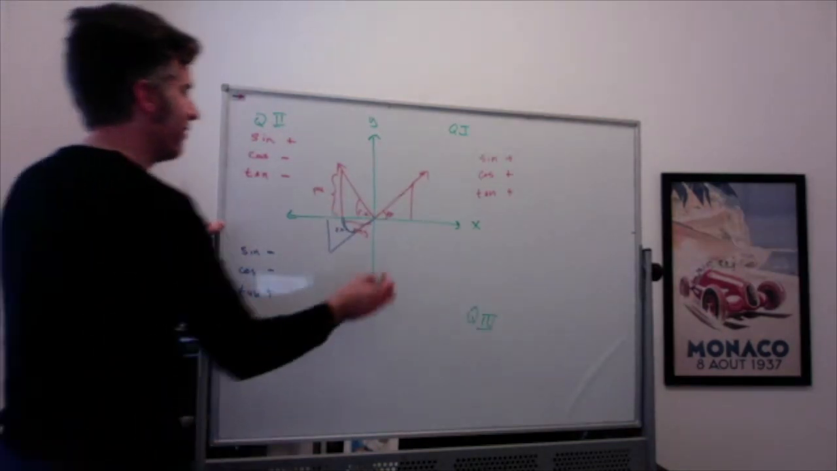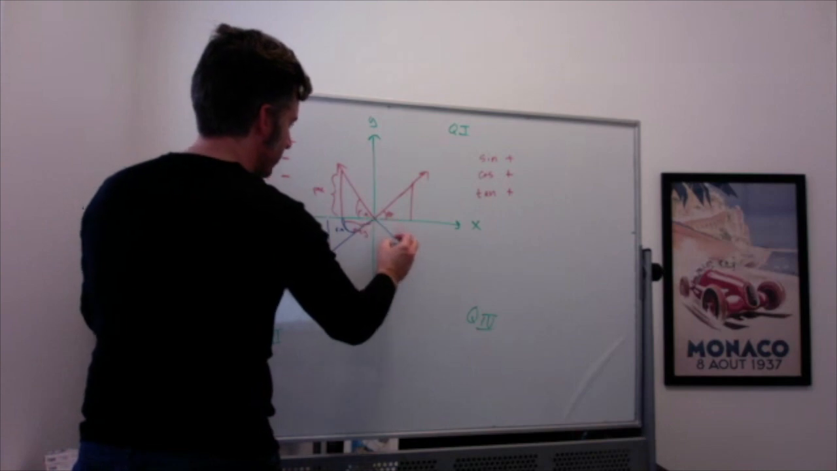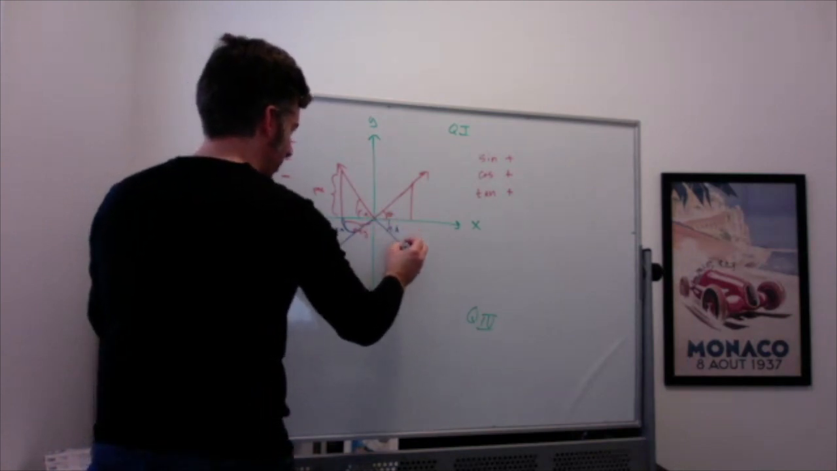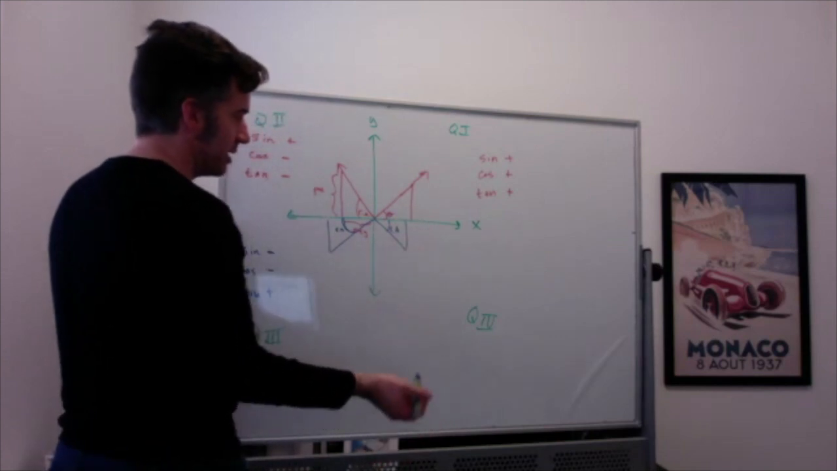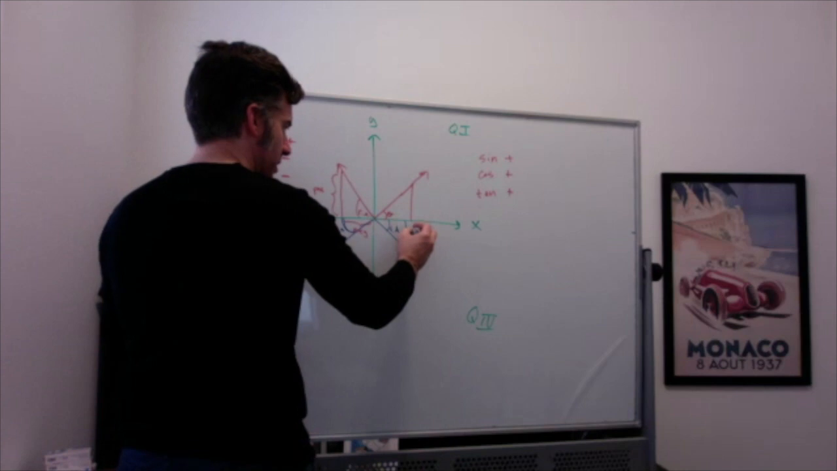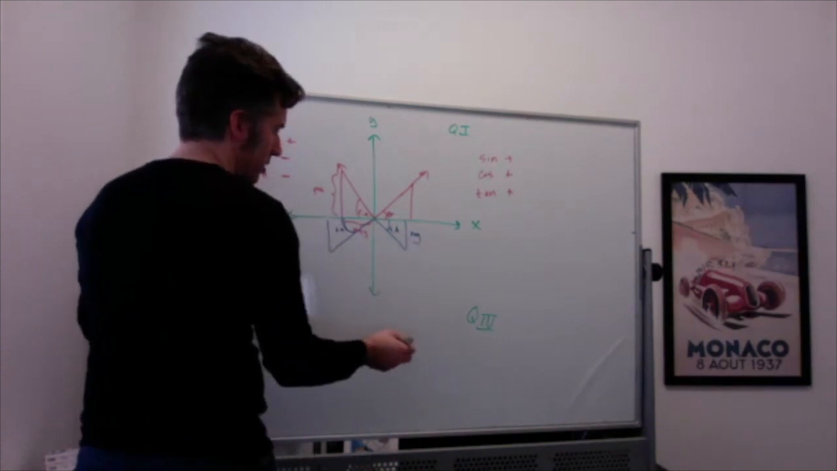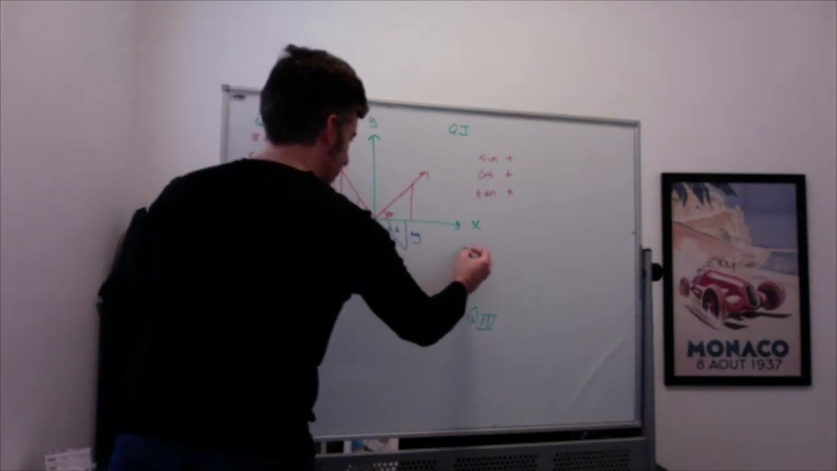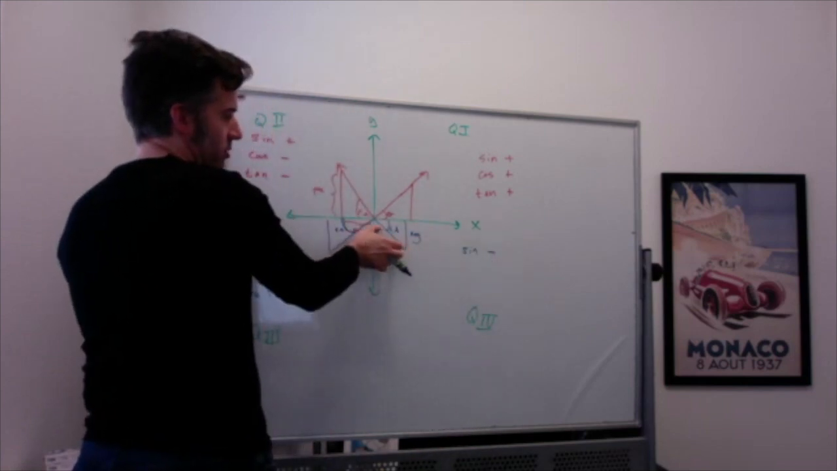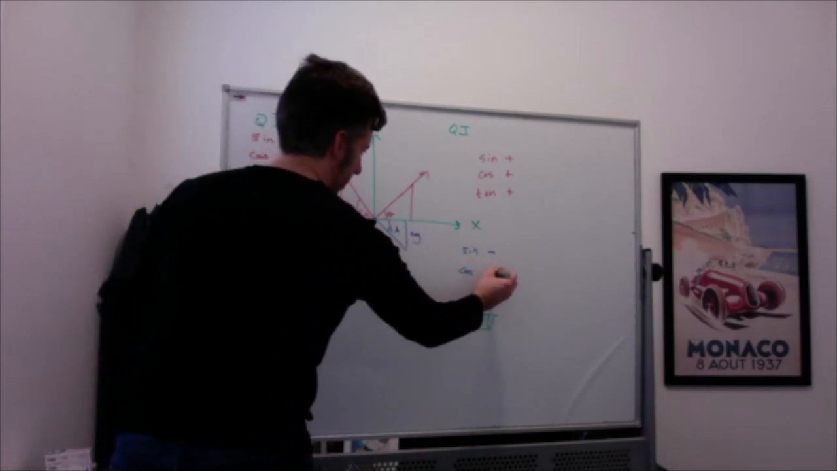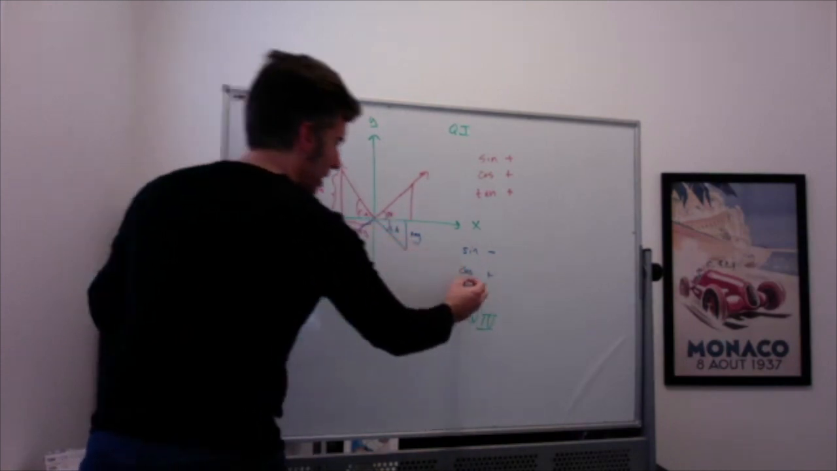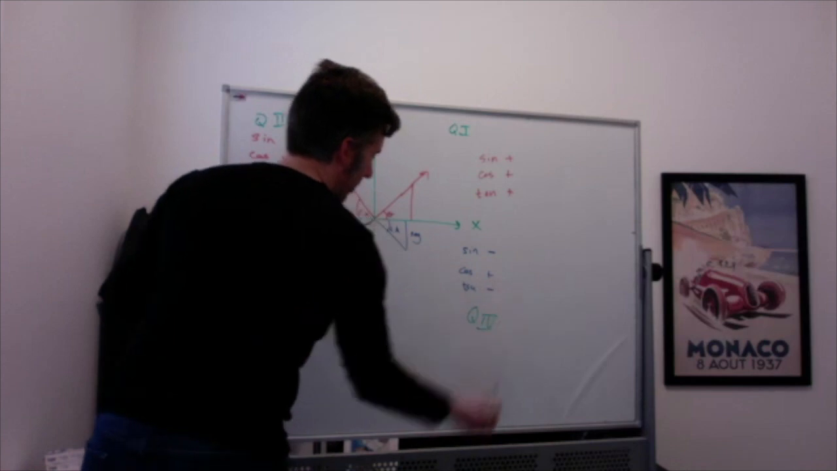And finally, in the fourth quadrant, here's my reference angle. Dropping the perpendicular to the nearest x-axis, I can see that my adjacent is positive and my opposite is negative. So sine is going to be negative because it's opposite over hypotenuse. Cosine is going to be positive because it's adjacent, which is positive, over hypotenuse. And tangent is going to be negative.